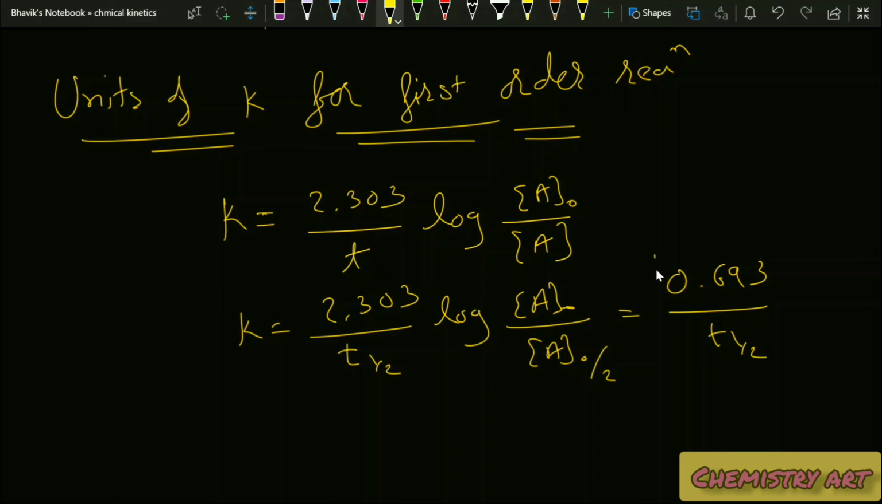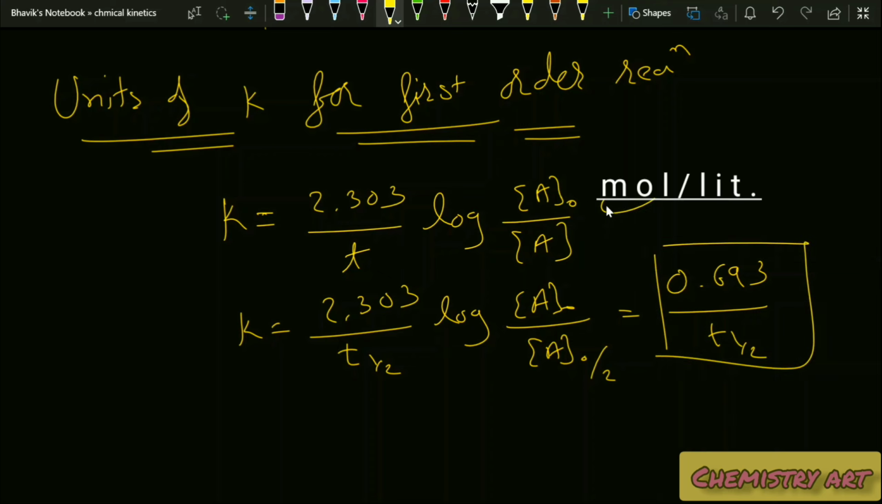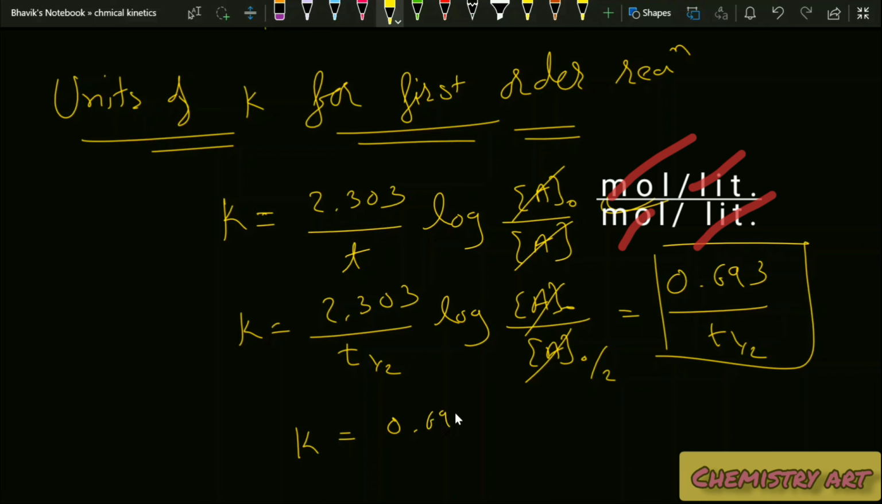T1/2. And now here you can see the A naught by A units, mole per liter, will be cancelled, so only time will remain. For the first order reaction, the unit is only for time. The concentration is not written here because A naught and A cancel out, and so we have K equal to 0.693 divided by T1/2.